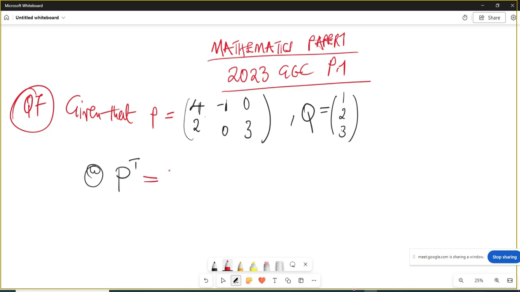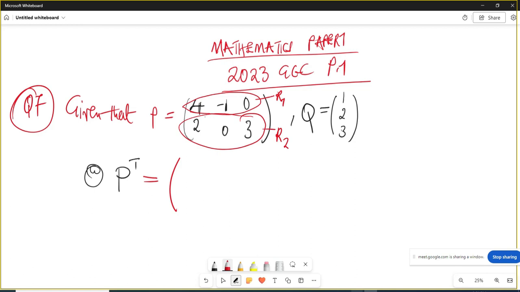What is the meaning of P transpose? If you are transposing the matrix, what are you supposed to do? Remember, in a matrix we have rows and columns. Rows are the horizontal arrangement of entries in a matrix. Columns are vertical. So these are the rows. This is row 1, and this is row 2.